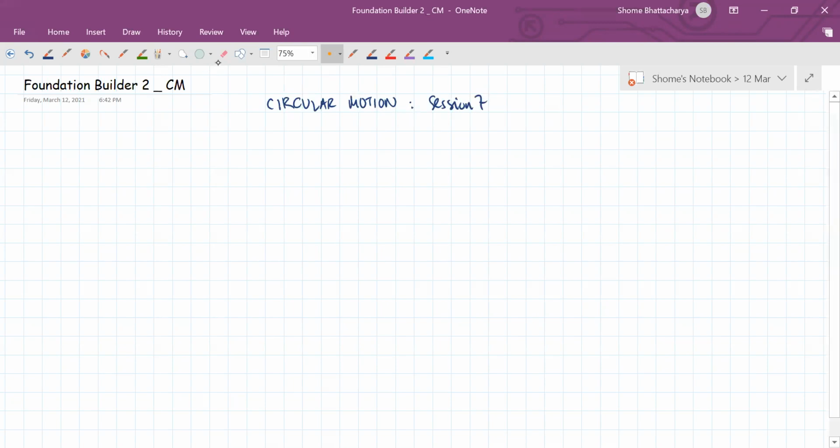So as I said, what we'll do today is start the discussion with an understanding of vertical circular motion and the standard techniques that we use, including conservation of energy. And then towards the second half of the lecture, we'll discuss some of the questions from H.C. Verma exercise for circular motion. So let's start with the basics of vertical circular motion.